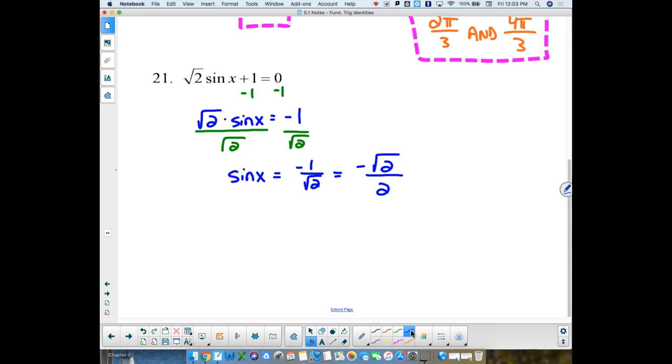If you haven't figured out yet that 1 over the square root of 2 is root 2 over 2, or 1 over the square root of 3 is root 3 over 3, you should probably memorize those two. Make your unit circle lives a lot easier. Okay? So where on the unit circle is my sine value negative root 2 over 2? I get that at 5 pi over 4 and 7 pi over 4.